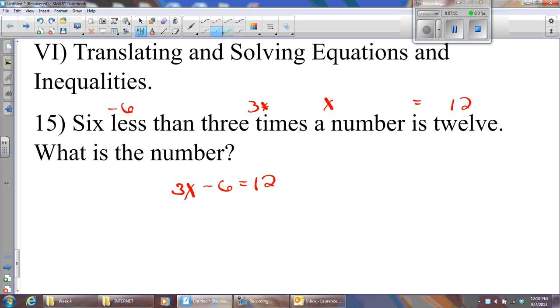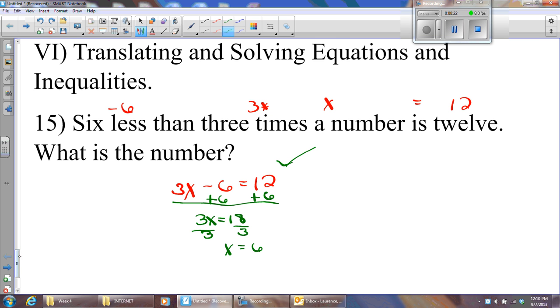I'm ready to go. So I'm going to add 6. And I'm going to get 3x equals 18. Divide by 3. Divide by 3. X is going to equal 6. I can test it. If I do 3 times 6, I get 18. If I take 6 away, I do indeed get 12. I'm good. It checks out.